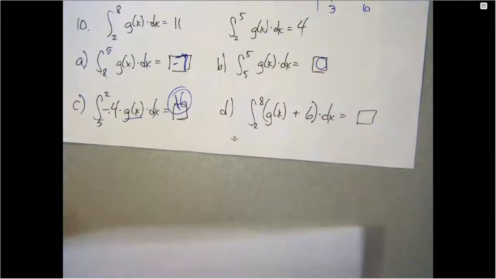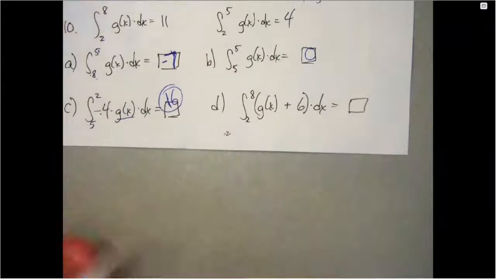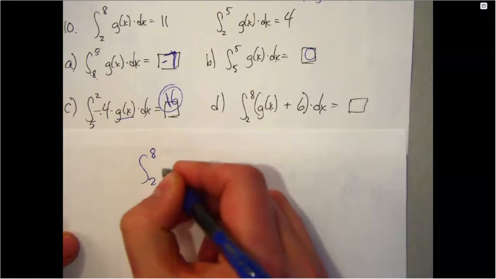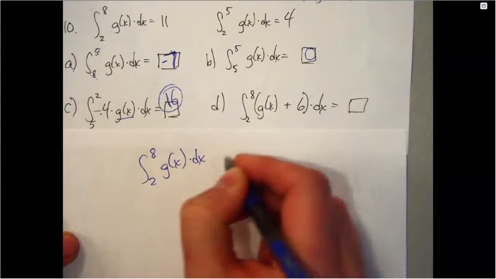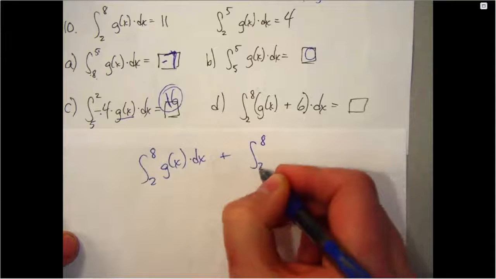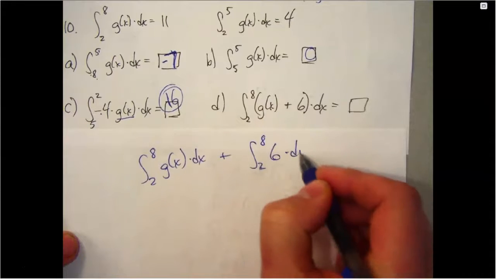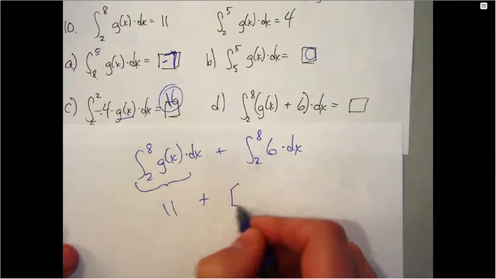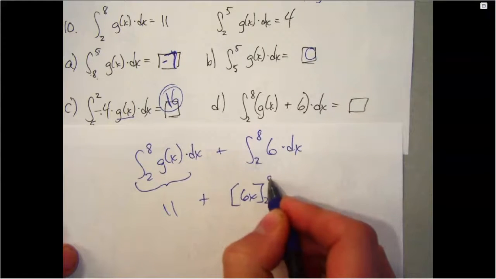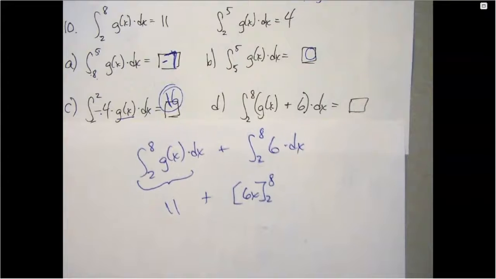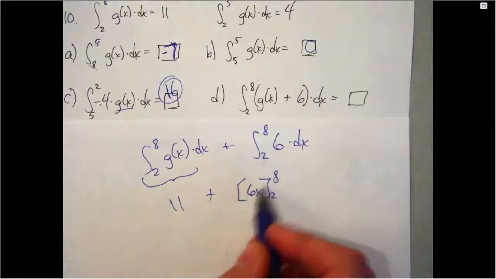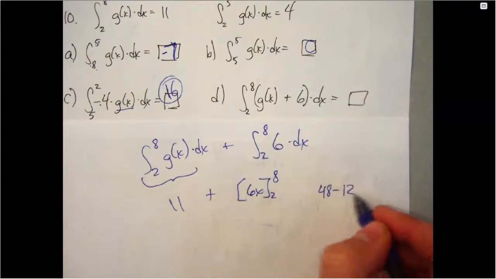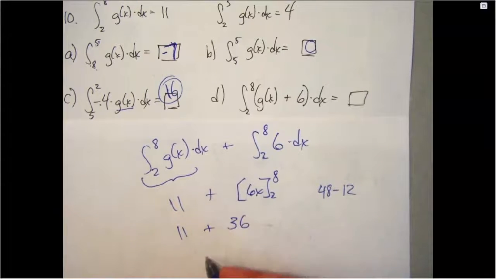And then part D, a little better this time. Let's say like half of you got this time, only a couple yesterday. That plus 6 is not something you can just pull out in front and ignore. You have to integrate it because it's being added. So this part was given to you, that's 11. Then this, you've got to integrate. So the integral of 6 is 6x. 6 times 8 is 48, minus 6 times 2 is 12. So this equals 11 plus 36, or 47.